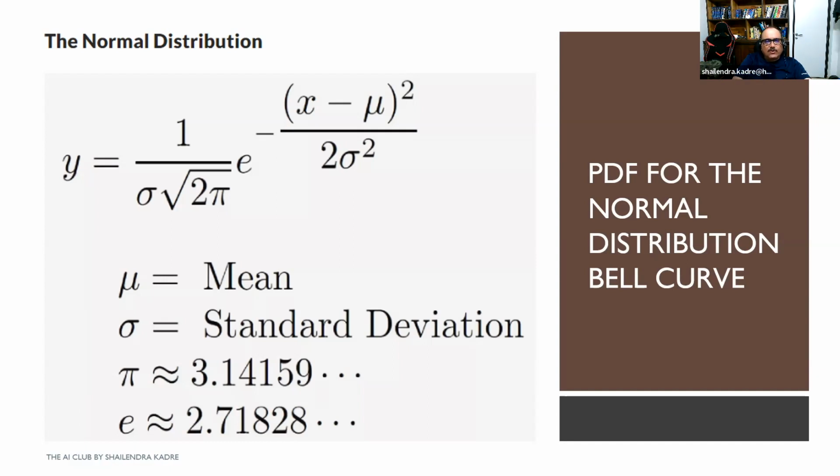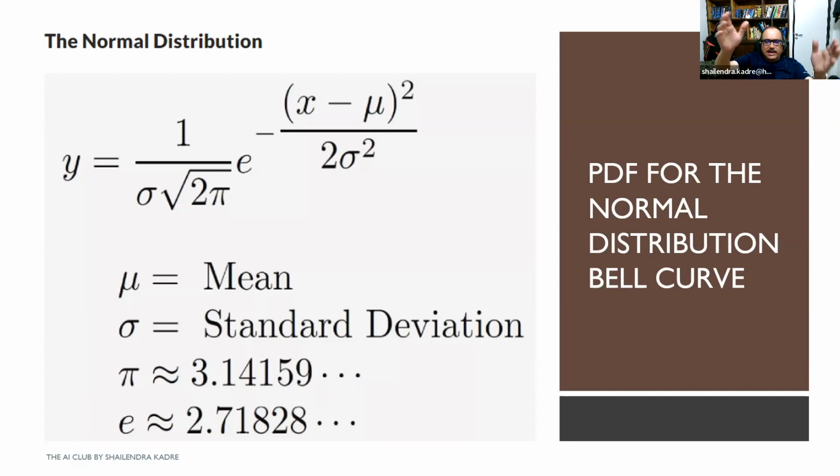Let us study it once more. 1 upon sigma root 2 pi. Under root 2 pi is a constant, since pi is a constant, we know that. So root 2 pi is a constant. Sigma is a variable, nothing but your favorite standard deviation. X is your data science variable under study, for which we are studying the probability distribution. And mu is nothing but the mean of x.